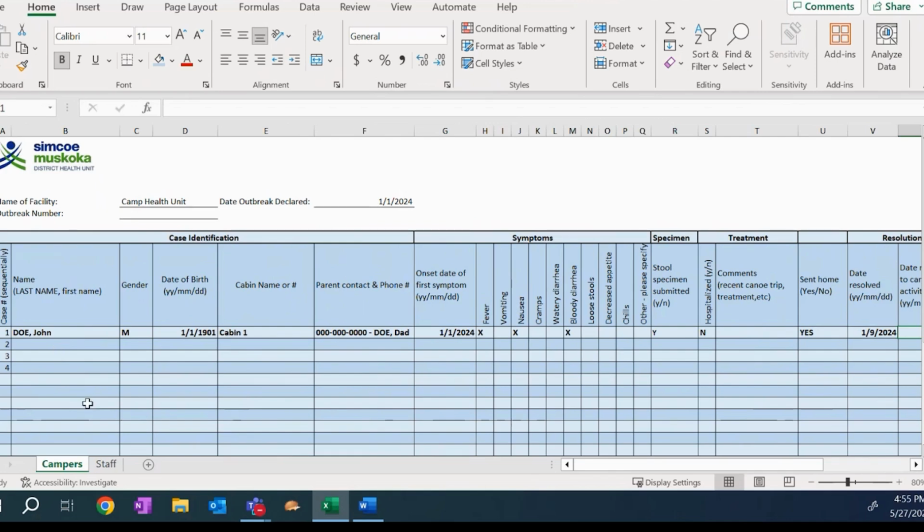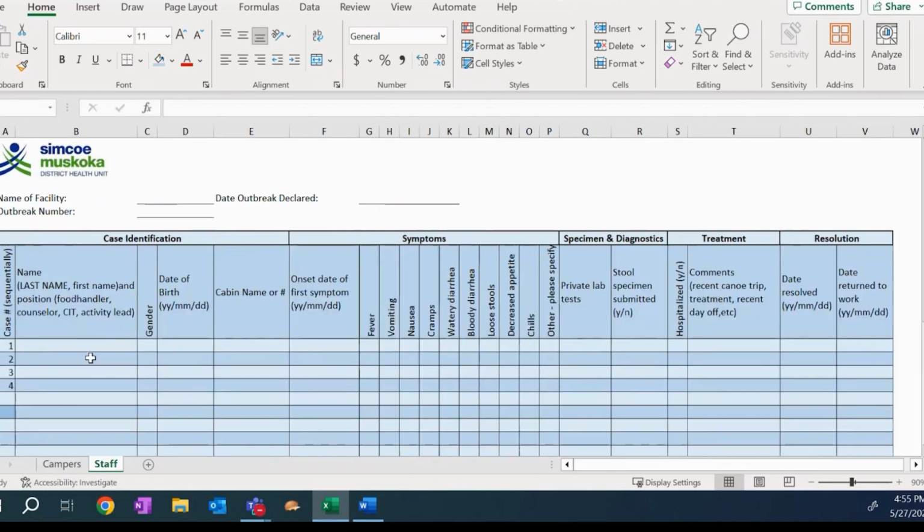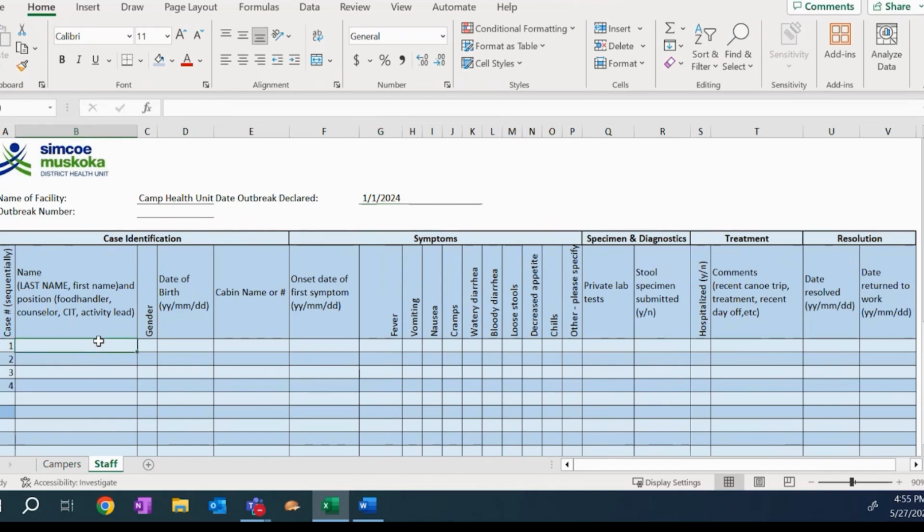Next, we'll move on to our staff list. So again, we want to make sure that we have our name of facility up top, the date we declared our outbreak, and we will start with the staff member's name. We want to also know what position they are working as. For example, for this person, we will say chef. This will give the investigators additional information.